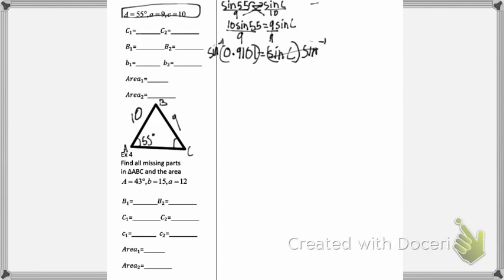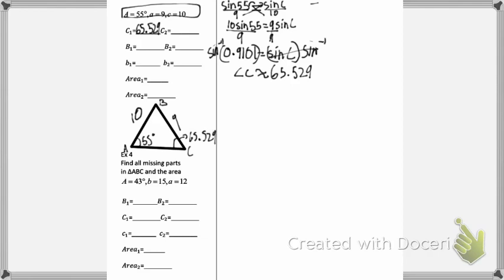Sine, second answer. And then. So we got that angle C approximately equals 65.529. So C1 equals 65.529. Now, let's all write here for.